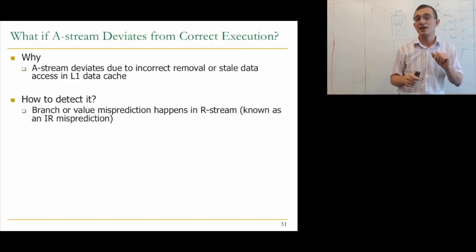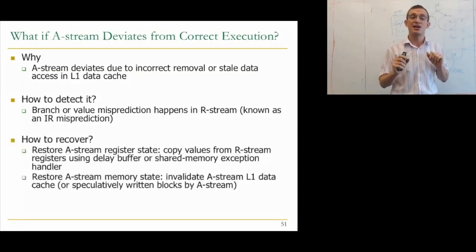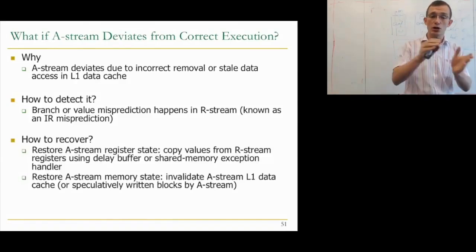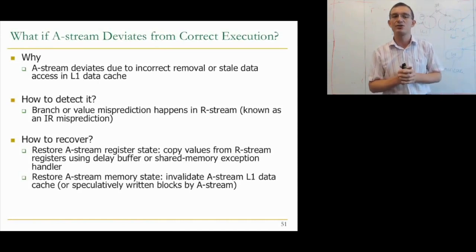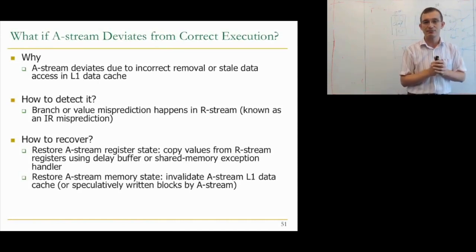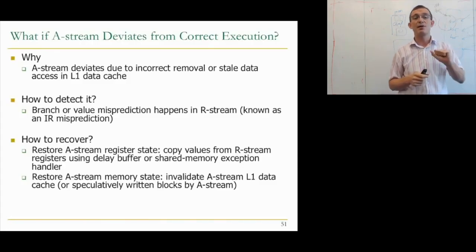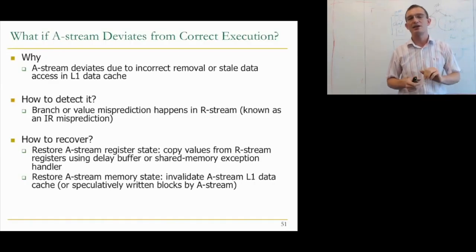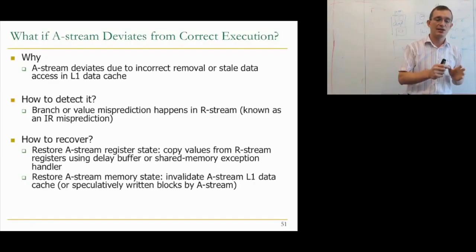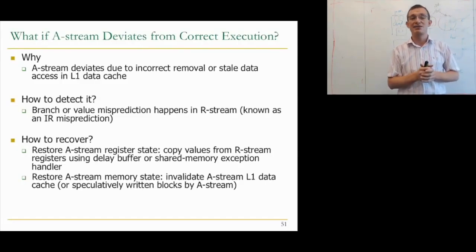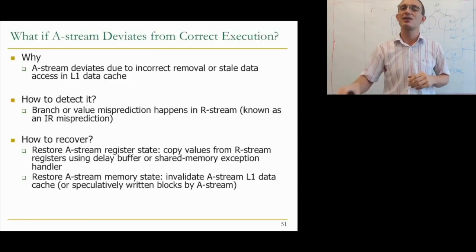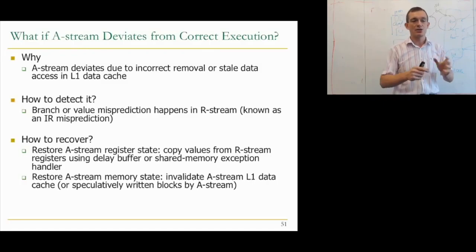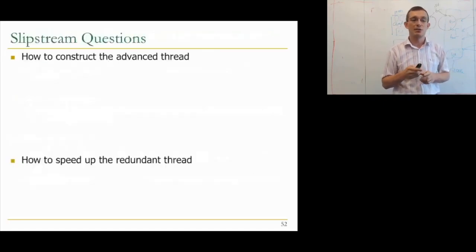How do we recover? Well, basically, when a branch or value misprediction happens in the R stream, at that point the A stream register state needs to be restored by copying values from the R stream registers using the delay buffer or a shared memory exception handler, and you can read the paper. And the A stream memory state needs to be restored also, and the paper discusses one method of doing this, but there are other efficient methods. You can imagine that the speculatively written blocks by the A stream should not get communicated to the R stream if they're wrong, right? The R stream basically needs to access memory to get the correct data. So the A stream memory state needs to be restored somehow.